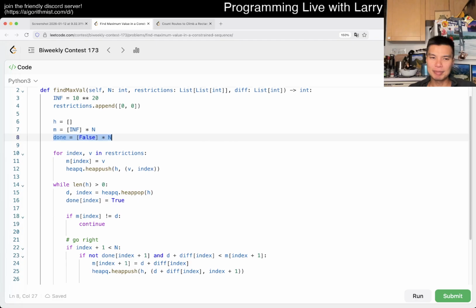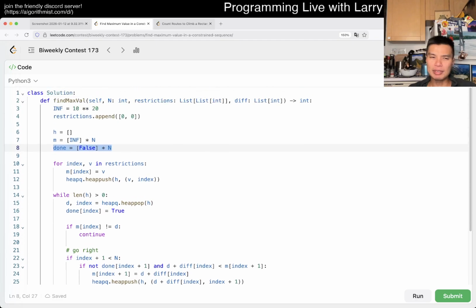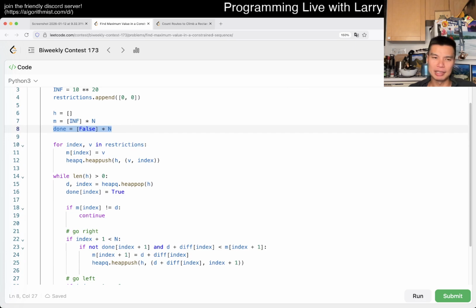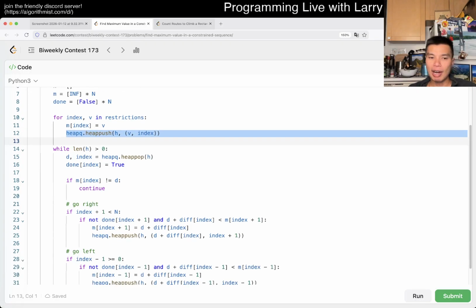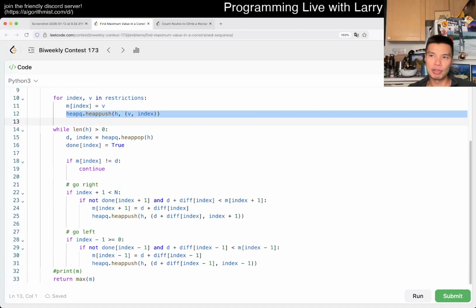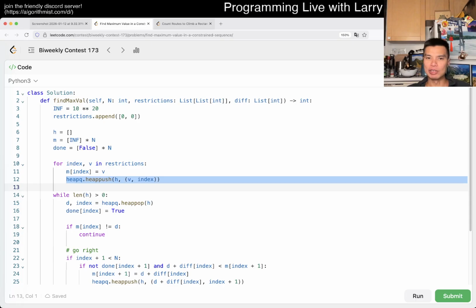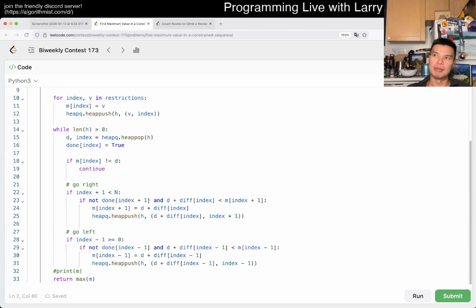Nothing is done, right? I don't know if this part is necessary per se, but either way. And then for each restriction, remember that includes 0, 0, we set the max to that value, and then we put it in the heap. The idea behind the heap is that for each lowest thing, we go to its neighbor, and then we add the max that we can do with the diff, right?